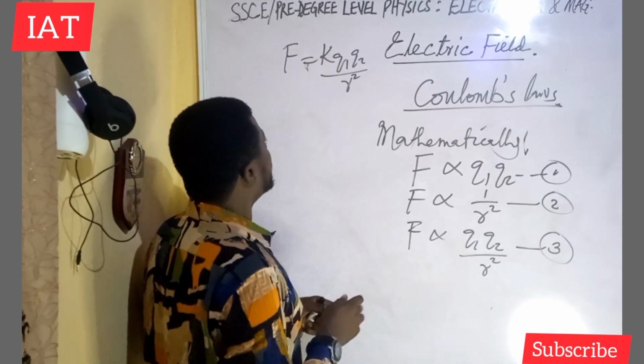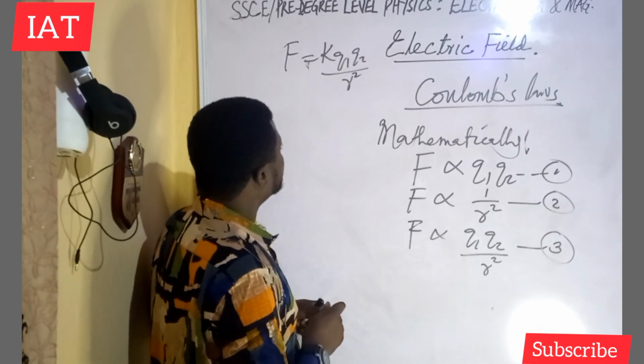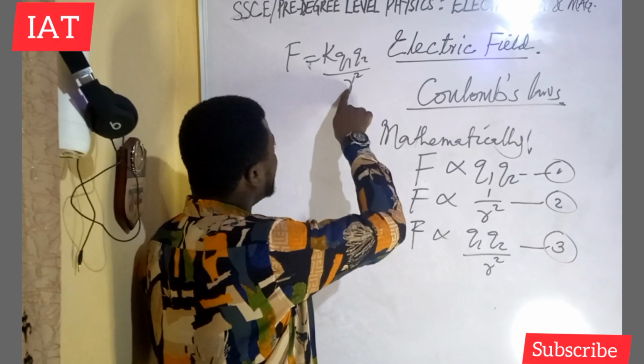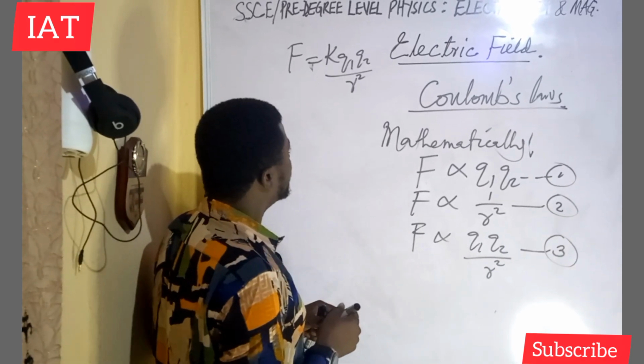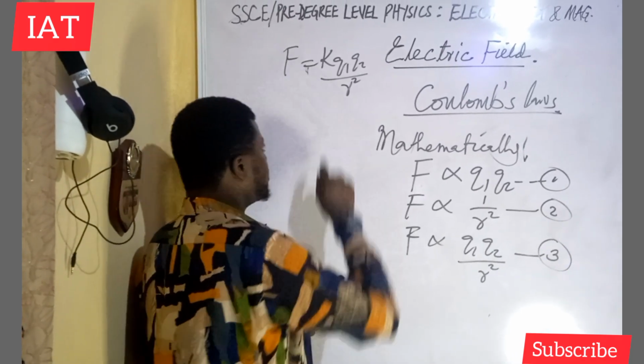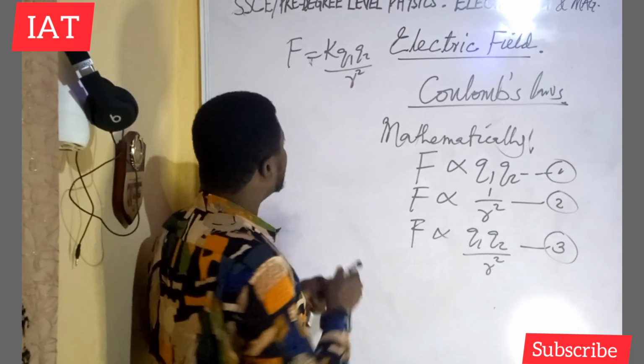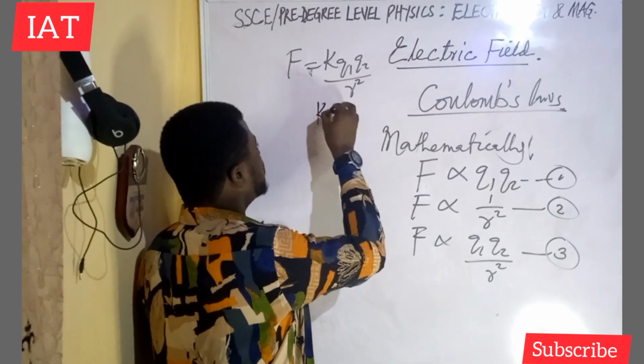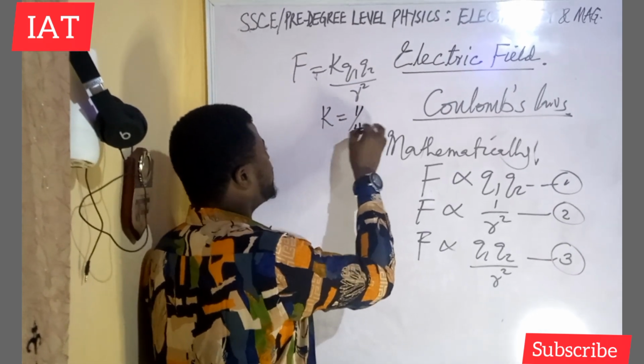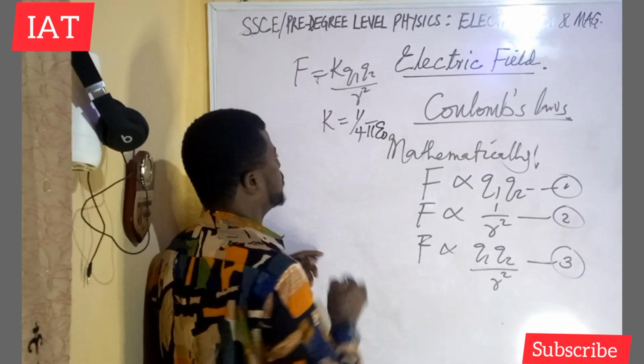This is the force of attraction or repulsion, and r squared is the square of the distance. r is the distance itself. k is a constant of proportionality which has a value of 1 all over 4 pi epsilon naught.